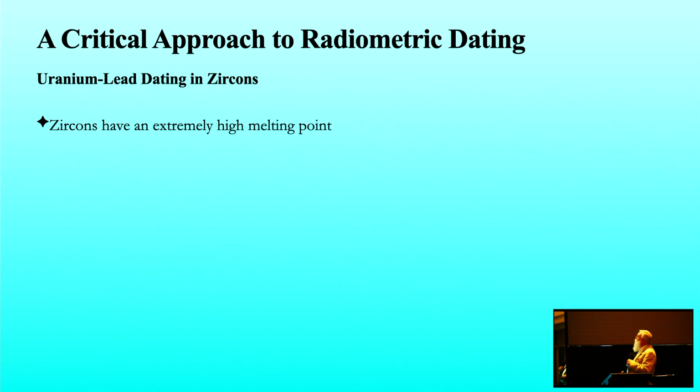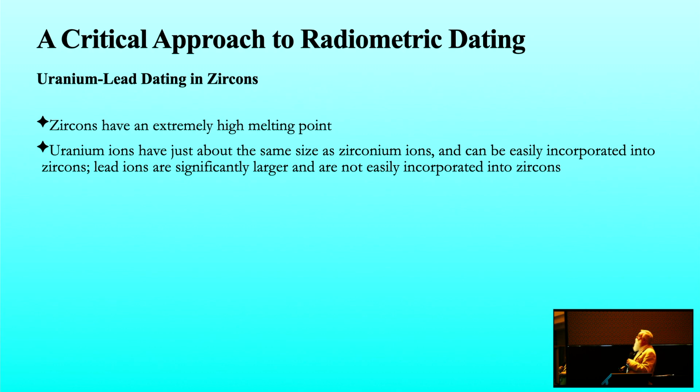Okay, well, what about uranium-lead dating and zircons? Zircons have an extremely high melting point. They can oftentimes maintain their crystal structure in the middle of hot lava. Uranium ions have just about the same size as zirconium ions, so they are oftentimes incorporated into the crystal structure. But lead ions are significantly larger, and they're not easily incorporated into the zircon. So when the zircon forms, it tends to include uranium and not much lead. So the theory has been kind of to dogmatize that and say it doesn't include lead.